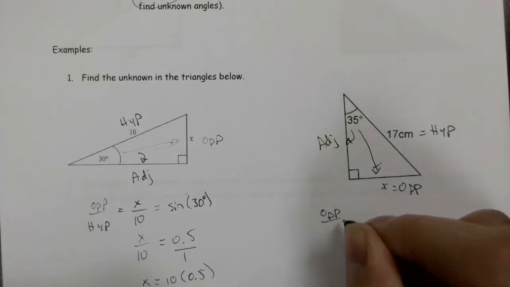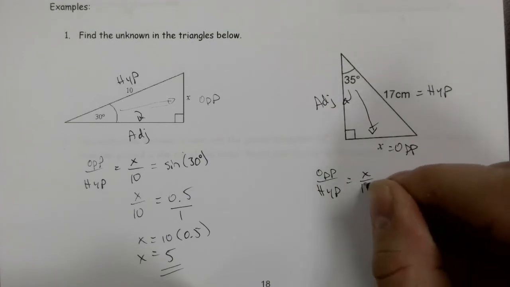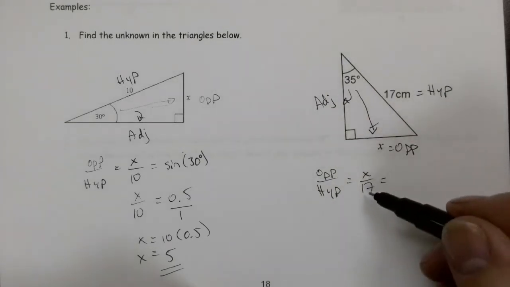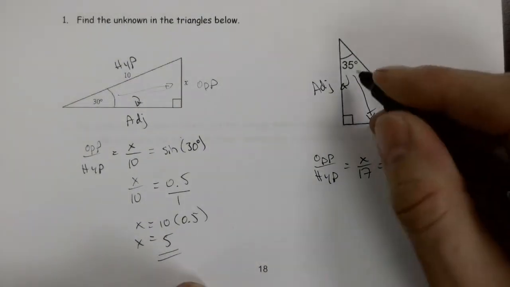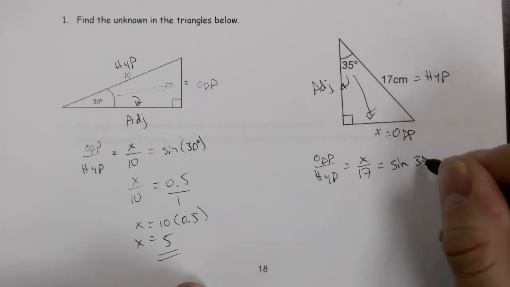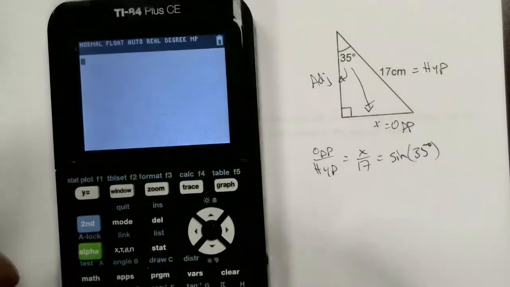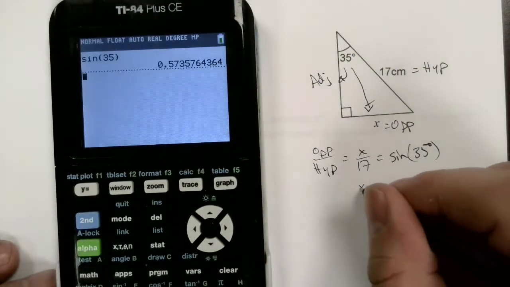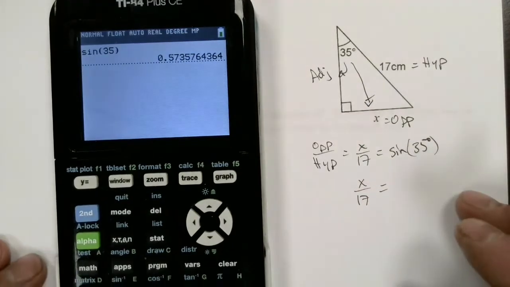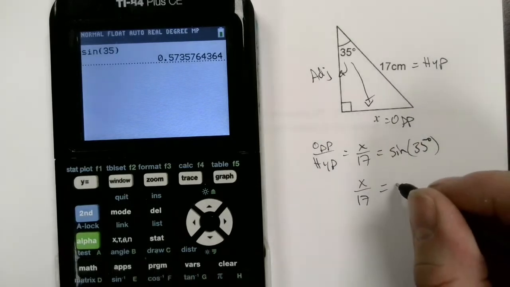If I build that ratio of opposite over hypotenuse, that is going to be x over 17. I don't have enough to build that ratio, but the calculator can give it to me, because I know the angle right there. As long as I know that angle, I'm good. So here, sine of 35 is equal to, now this is more like what you would expect to see, with a trig ratio. It's kind of a long, messy decimal.